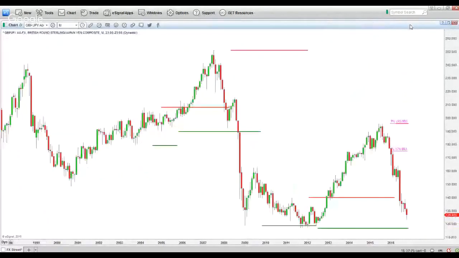Right, pound yen. Pound yen, I was short on for several months, from just below 180 to 150, so around 2,500 pips. I closed my positions because of Brexit. Now, in hindsight, yes, I should have kept my short positions open. But at the time Brexit was being released, it was all 50-50.